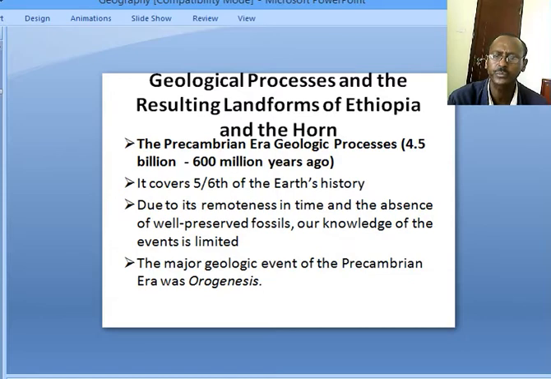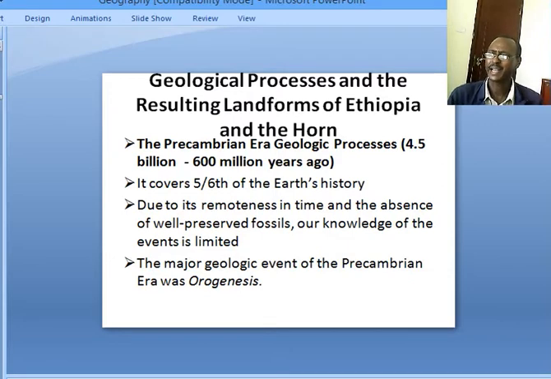Now when you go to the geological processes of the Earth, or that result in landforms of Ethiopia and so on, the Precambrian era geological process took from 4.5 billion to 600 million years ago. Look how old it is. And it covers 5/6 of the Earth's history due to its remoteness.